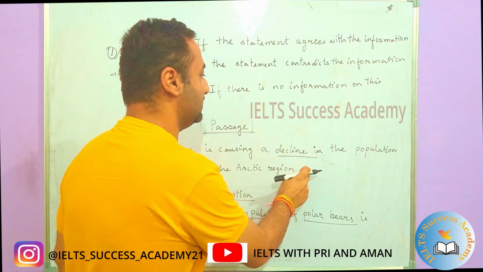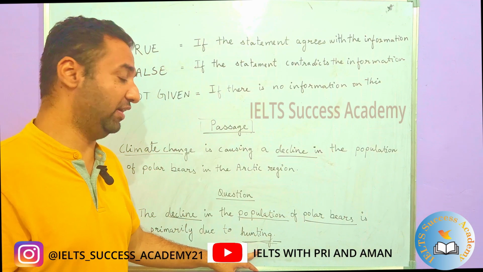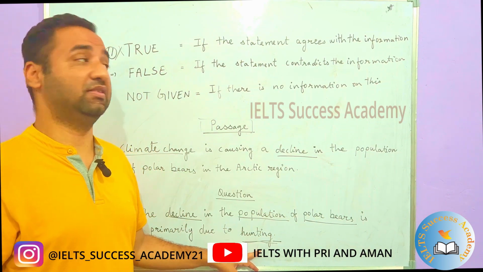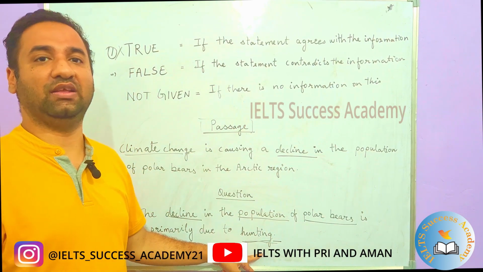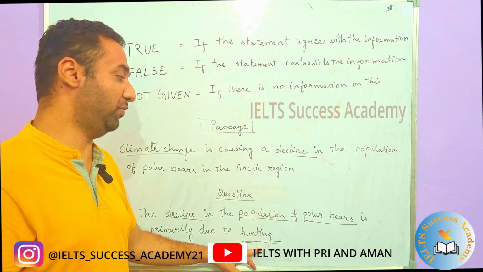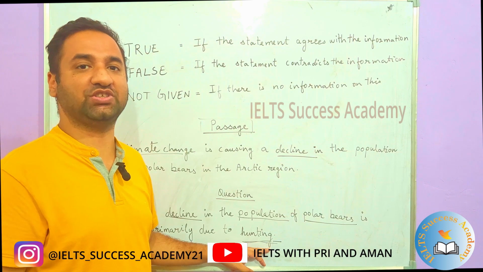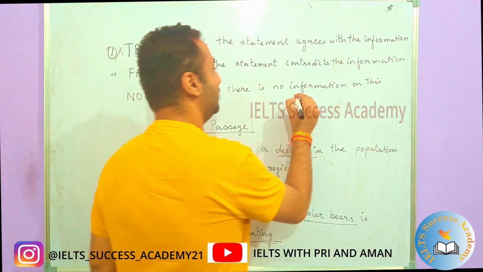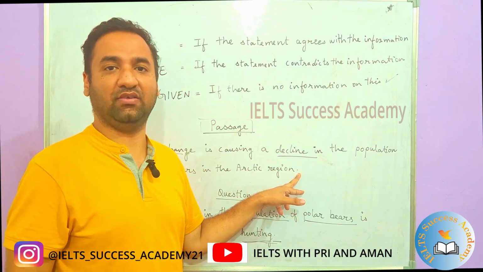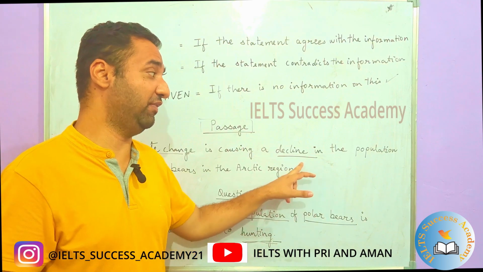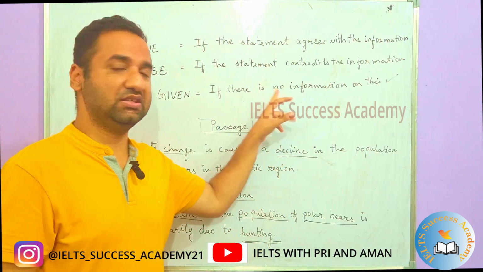again, since the statement just stops here, the passage just stops here, and there is no mention of hunting. There is no information about hunting in the passage. There is no information that hunting could also be responsible for the decline of population in polar bears. So the answer is not given. Why? Because the statement just stops here, right? There is no information given about hunting, whether it can be a cause or it is not a cause. Okay? So the answer is not given.